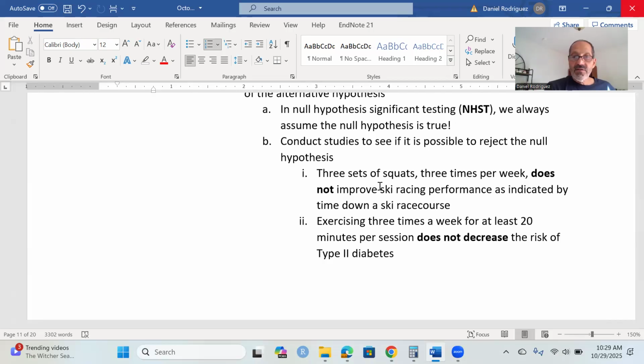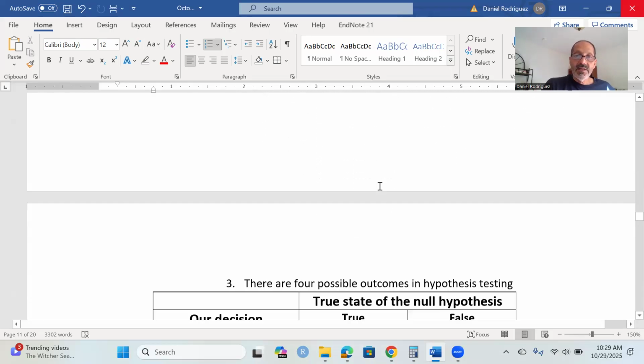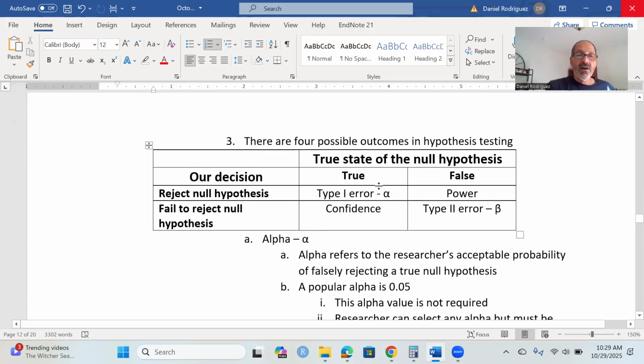Exercising 3 times a week for at least 20 minutes per session does not decrease the risk of type 2 diabetes. Okay? There are 4 possible outcomes in hypothesis testing. So we make our decision, and there's this true nature of the null hypothesis. The null hypothesis can be either true or false, and we can either reject or fail to reject the null hypothesis. So we have these 4 different possibilities.